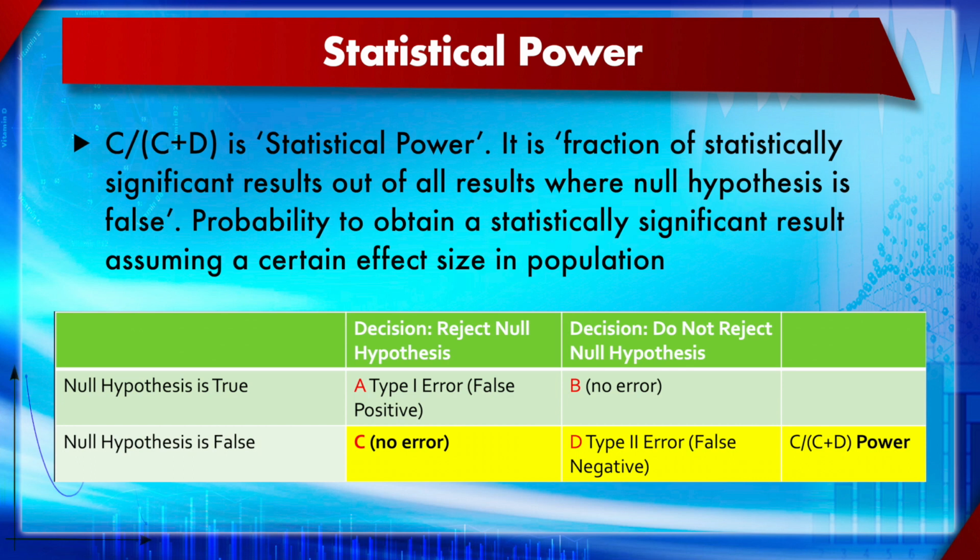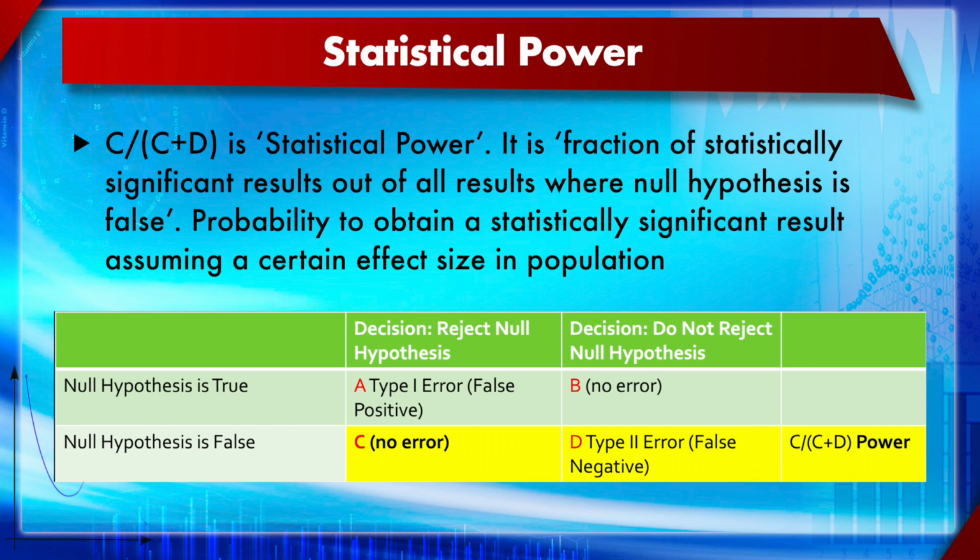Statistical power, what is that all about? In this two-way table, the highlighted second row defines what statistical power means. C divided by C plus D is the statistical power, or more formally, it is defined as the fraction of statistically significant results out of all results where the null hypothesis is false. Null hypothesis false means there is really a difference in the group means, for example, and the fraction that the test is able to detect is called the statistical power.